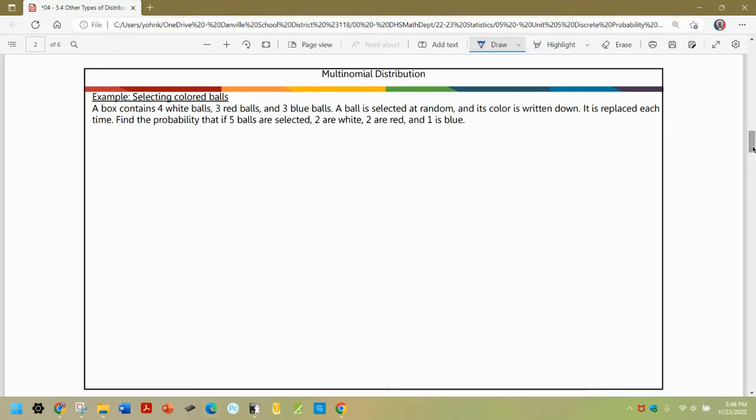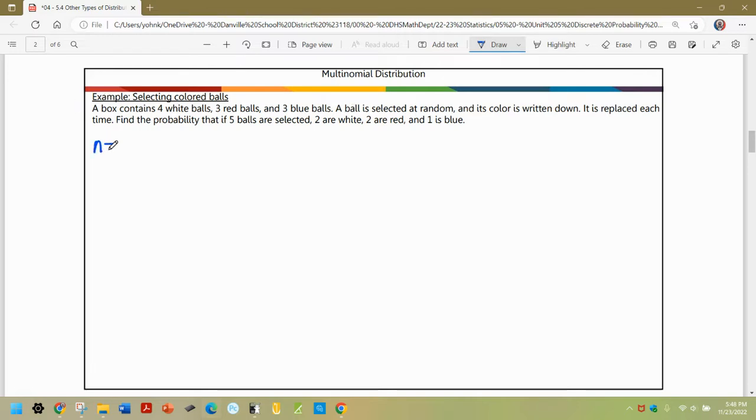A box contains 4 white balls, 3 red balls, and 3 blue balls. A ball is selected at random and its color is written down. It is replaced each time. That's key, because that means the trials are independent. Find the probability that if 5 balls are selected, 2 are white, 2 are red, and 1 is blue.